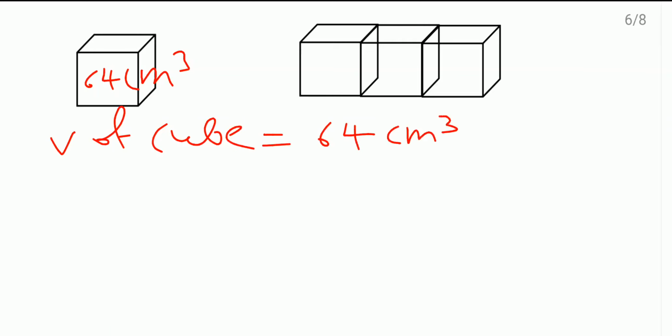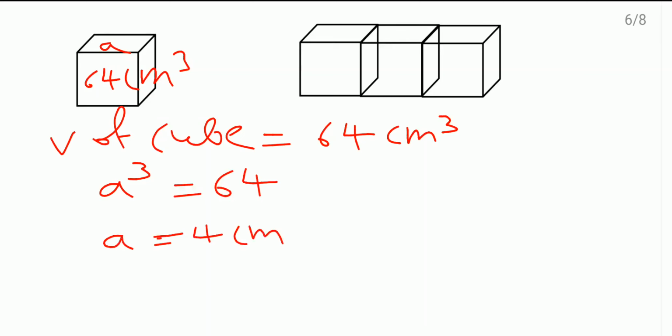So the formula is what? Side cube, right? That means a³. Let us consider the side of the cube as a. Here we can mention a³ = 64. Take the cube root of both the sides here. A is equal to 4 cm.